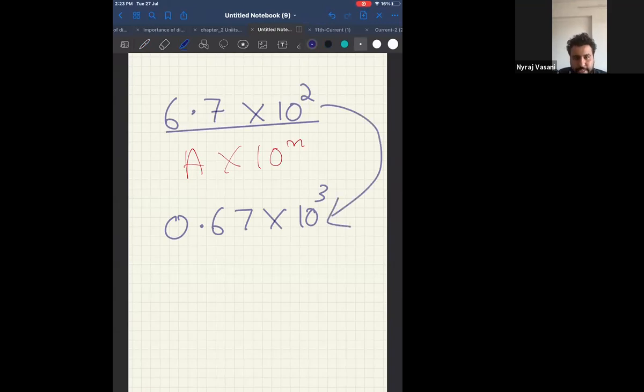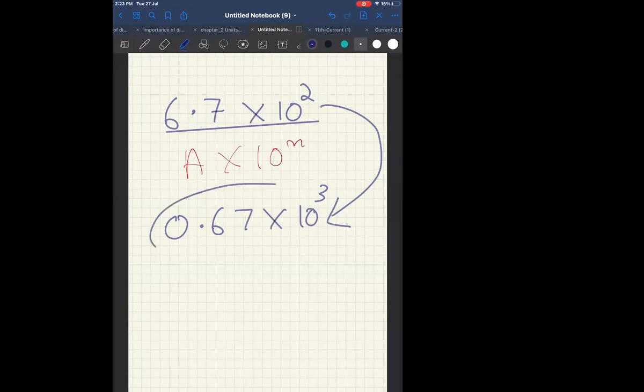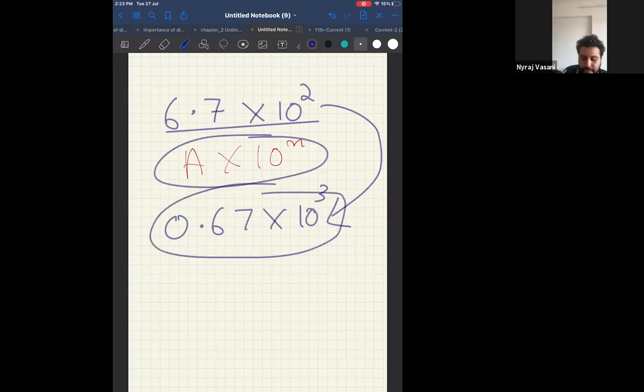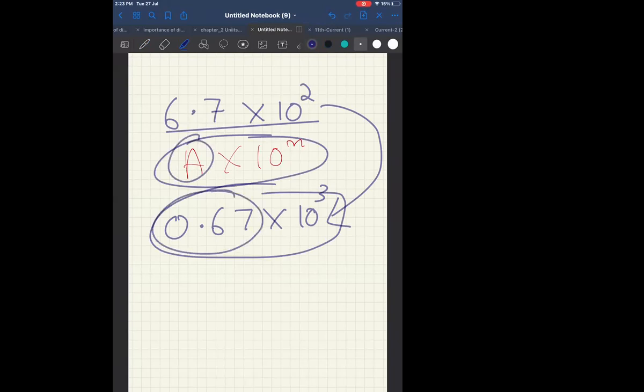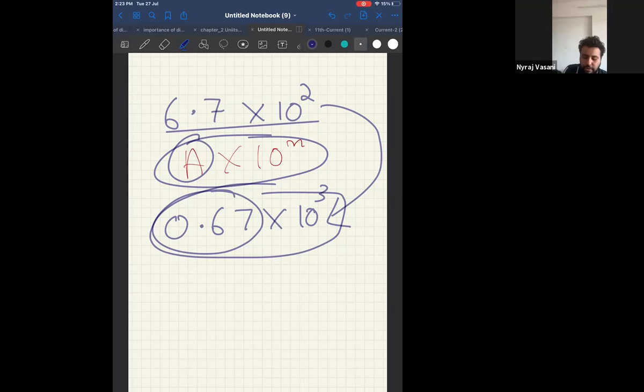Yes or no? Correct. Now, is it of the form a into 10 power n? Yes, correct. Now, is a between 0.5 and 5? Yes, because 0.67 is between 0.5 and 5. Therefore, order of magnitude is 3. This should be the answer.